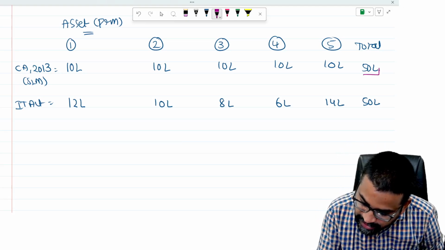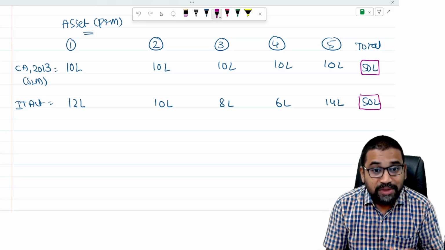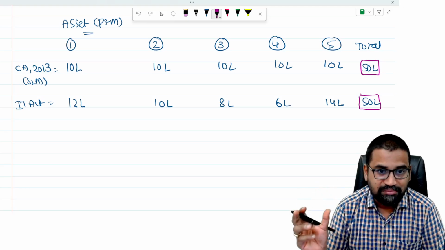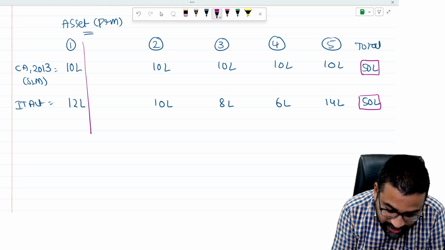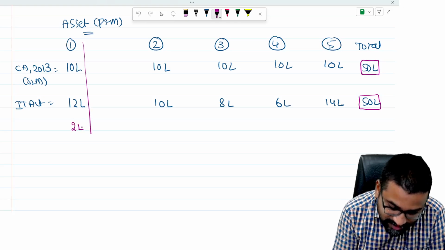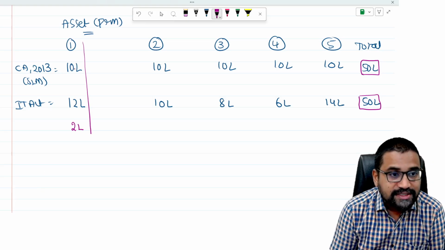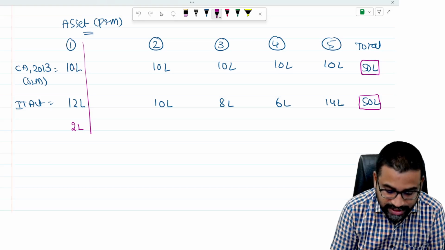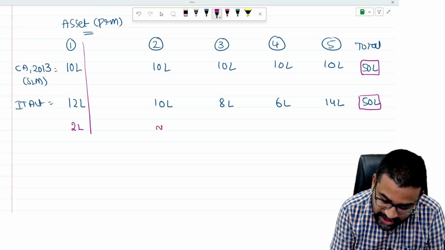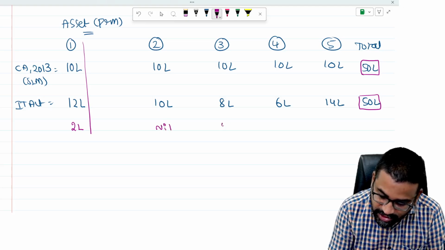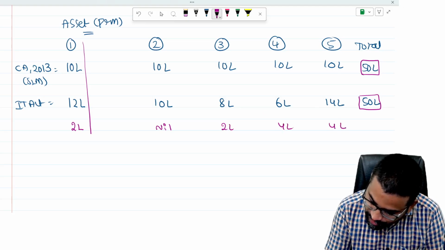Now the concept is, see, you see the difference. This is as per the Companies Act, total 50. This is as per income tax, total 50. That means ultimately depreciation is same overall, but the difference is in years. See, first year, what is the difference? 2 lakhs. Your Companies Act depreciation 10, but as per the Income Tax Act is 12 lakhs. So there is a difference of 2. Second year you come back, the difference is nil. Third year difference 2 lakhs. Fourth year difference 4 lakhs. Fifth year difference 4 lakhs.